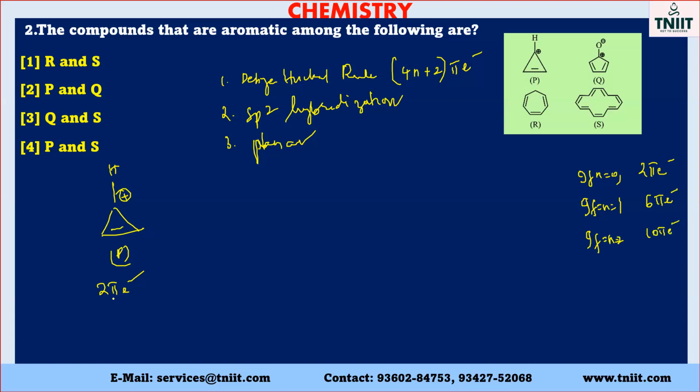So the first molecule contains 2 pi electrons, which follows Huckel's rule. Therefore, this is aromatic. Now coming to the next molecule, we have a heterocyclic ring here. We have an oxygen, we have a minus sign, and we have a plus sign. This is molecule Q, and it has 2 pi bonds. Therefore, it has 4 pi electrons. Since it has 4 pi electrons, it is not following Huckel's rule. Therefore, this will not be aromatic.